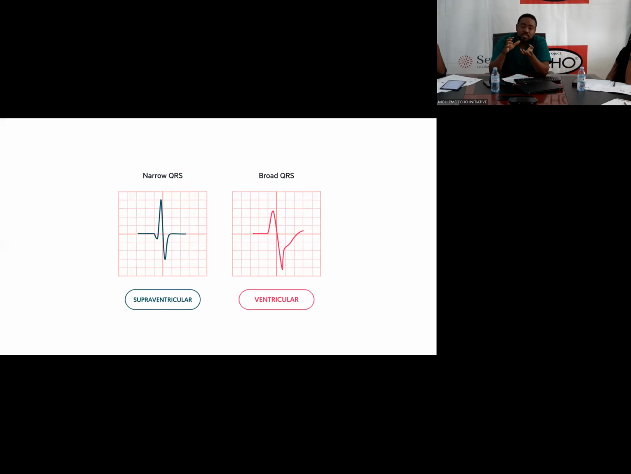So what I'd like you to notice is that any rhythm arising from below the atria, that's within the ventricles, is going to give you a wide QRS complex. So the distinguishing feature on EKG between supraventricular tachycardias and ventricular tachycardias will really be the size of the QRS complex. The ventricular rhythms will have a wide QRS complex because the impulse is being generated outside the normal generation structures, which are the atrium and the sinoatrial node.